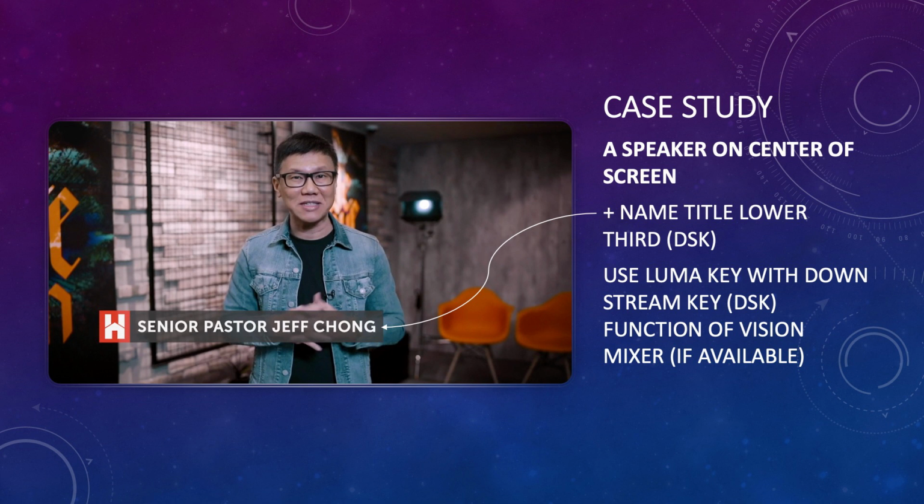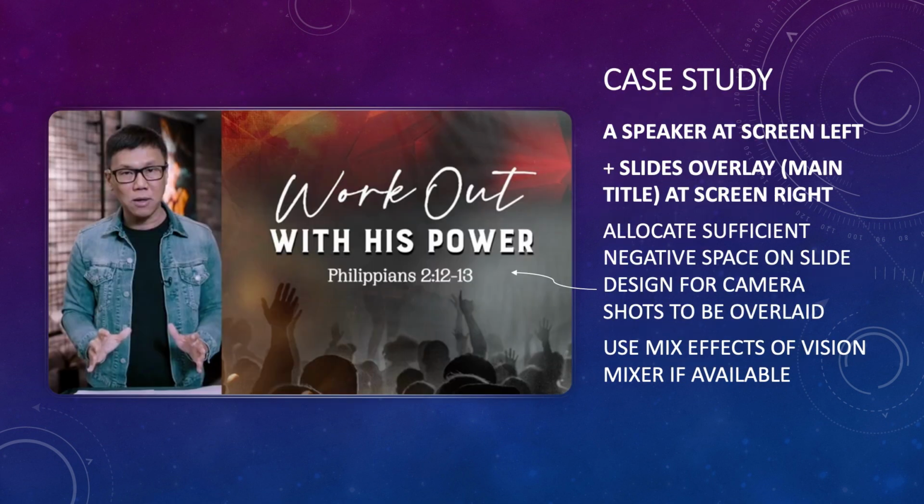Now, because of time constraint, we are not talking about the technical setup of the Vision Mixer. Just bear that in mind that certain Vision Mixers have this feature. It's good to use that and key in, adjust the settings so that the words, the name title will appear crisp and solid. Sometimes you can add a bit of transparency to it as well. So all these are part of the downstream key function of your mixer.